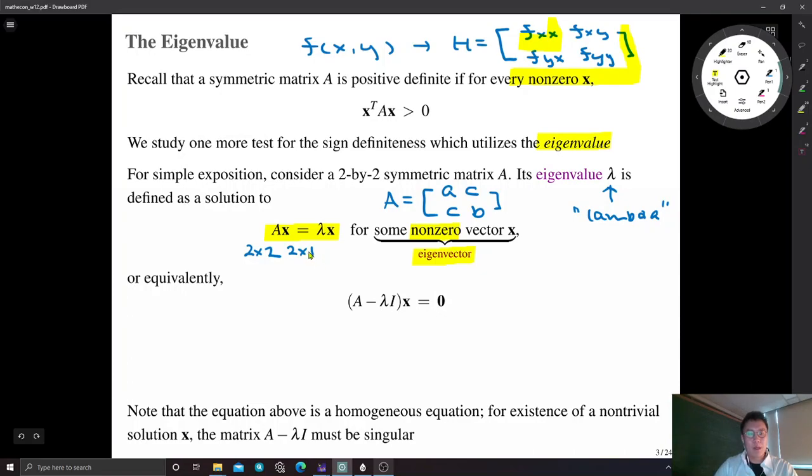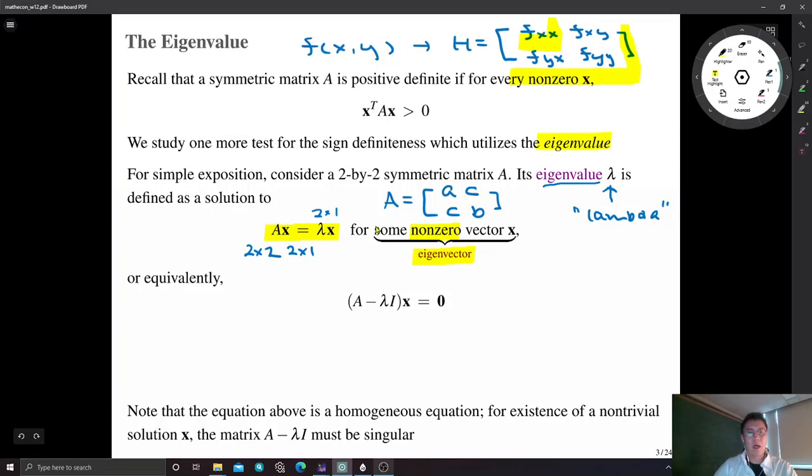Okay. Then after multiplication, we're going to have a 2 by 1 vector on the left, and then eigenvalue is a constant. That is a scalar. That is one number. So we have a scalar multiple on the right. The dimension of this lambda x is going to be the same as the dimension of vector x, so it is also 2 by 1. So dimension-wise, this equation is well defined.